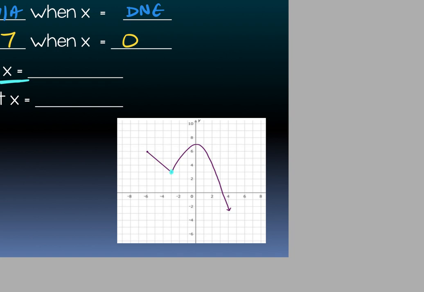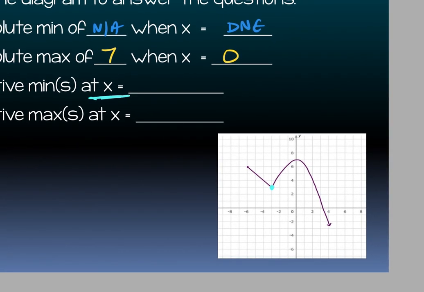It goes down and comes back up here. That would be a relative min. Is there another time it goes down and comes back up? No. So my relative min is at that coordinate point, which is negative 3, 3. If it asks for the value, it would be 3, but it's asking at the x, which is negative 3.